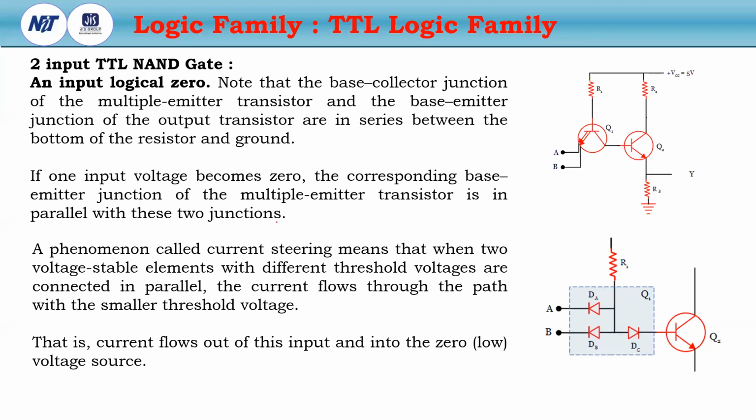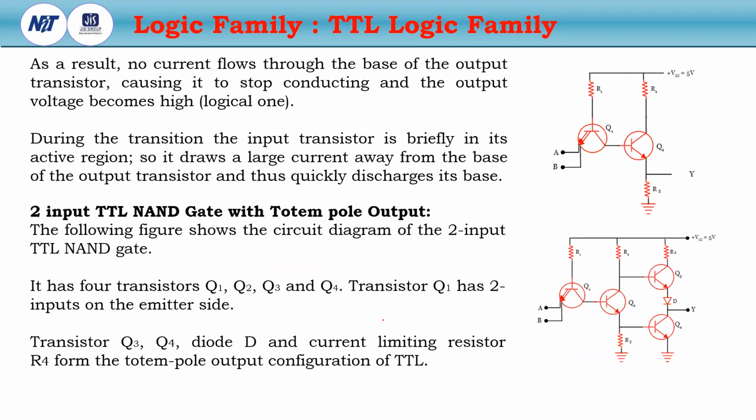So if one input voltage becomes 0, the corresponding base-emitter junction of the multiple emitter transistor is in parallel with these two junctions. The phenomenon called current steering means that when two voltage-stable elements, that means two diodes with different threshold voltages, are connected in parallel, then the current flows through the path with the smaller threshold voltage. That is, the current flows out of this input and into the 0 voltage source. As a result, no current will flow through the base of the output transistor.